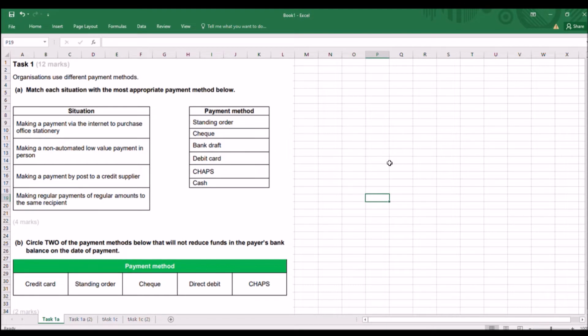Payment methods question. So we've got to choose the most appropriate payment method for these situations here, and then decide which of these payment methods will not reduce the funds in the payer's bank balance on the date of payment. So we've got 6 marks here, but realistically you should clear that in about 2.5 minutes. We'll come back in at that point.